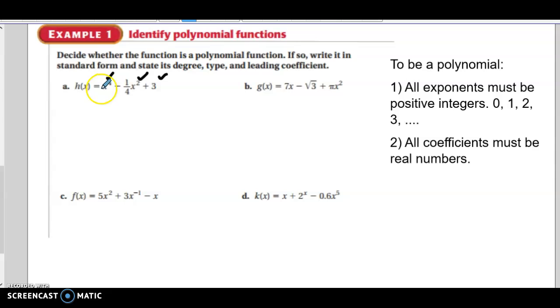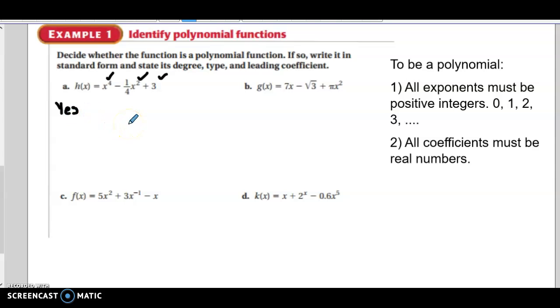And then I look at my coefficients. The coefficient of x to the fourth is a 1. That's not imaginary. Negative 1/4, not imaginary. 3, not imaginary. So we know this is a polynomial. We'll just say yes, because I'm writing with my fingers. But yes, it is a polynomial.